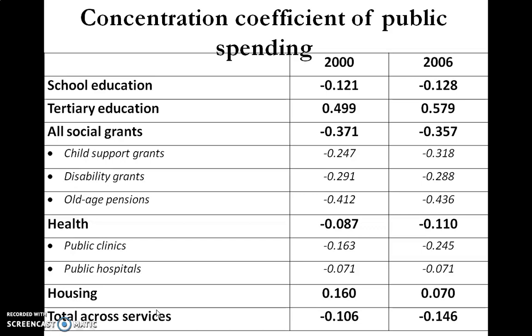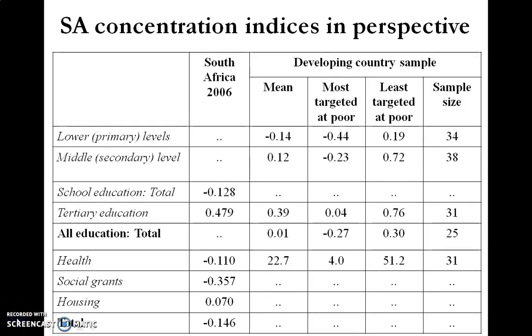While the other categories are fairly well targeted, they are per capita redistributive and they are pro-poor. You can spend some time right now analyzing this table, looking at concentration indices in South Africa and how it compares to concentration indices in other developing countries by different functional category.